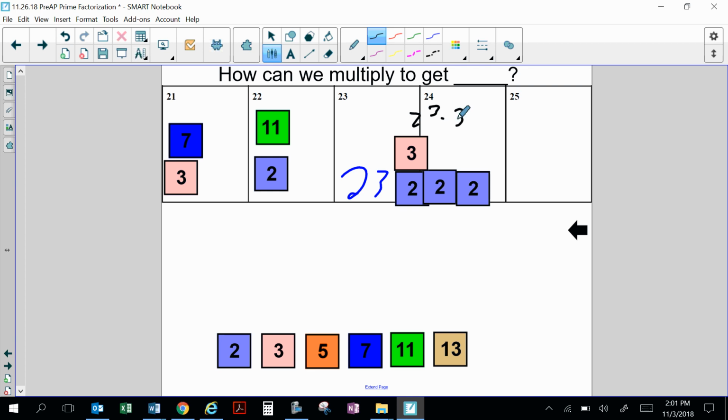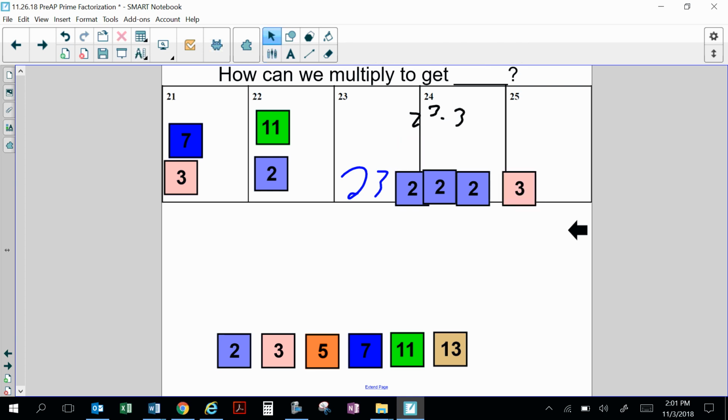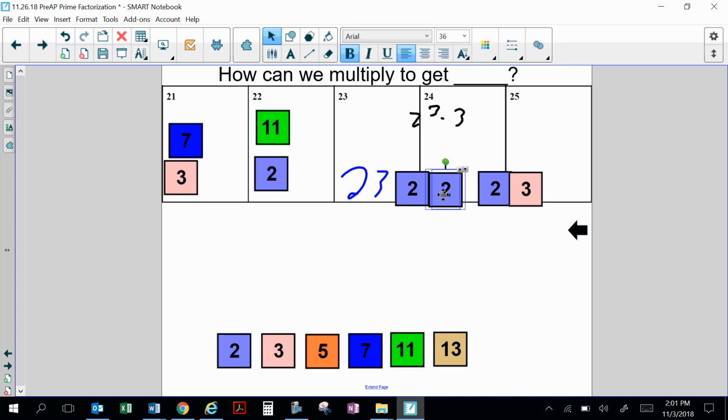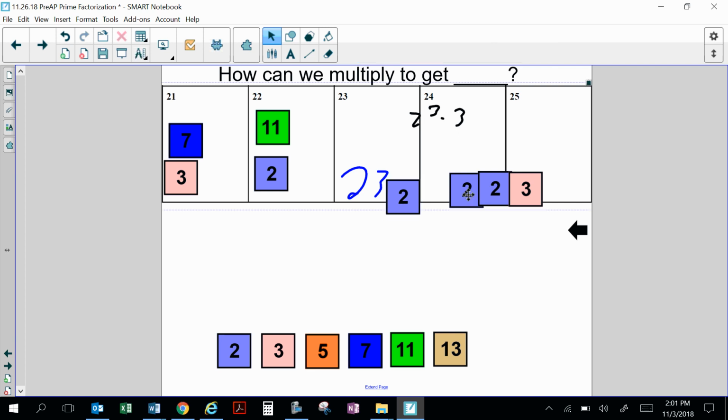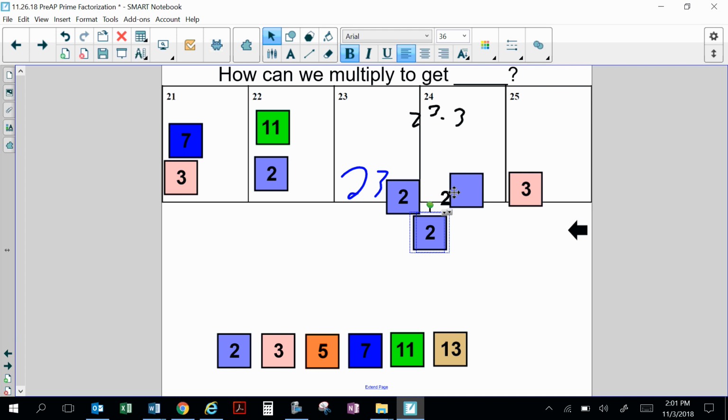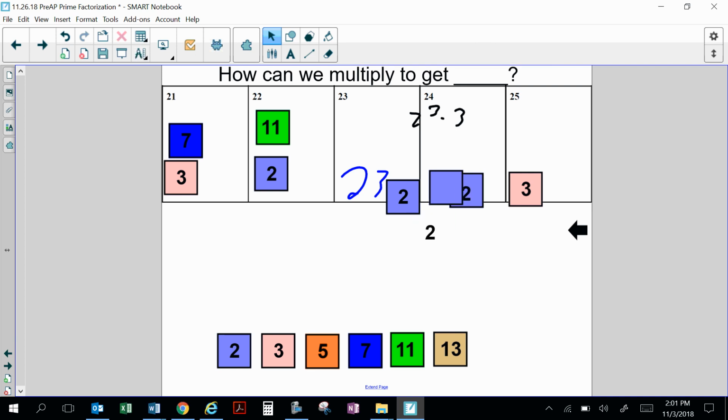Are there other ways to say 24? What about this? So we have 4 times 6. What if I put the 2 separate? So 2 times, what's 2 times 2 times 3? 2 times 2 is 4, times 3 is 2 times 12. What about if I did it this way? 2 times 2 times 2 is 8 times 3 is 24. Again, I could do 4 times 6 is 24.